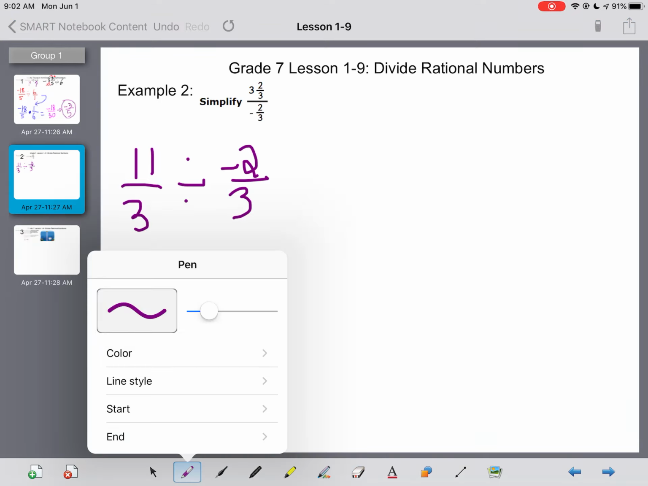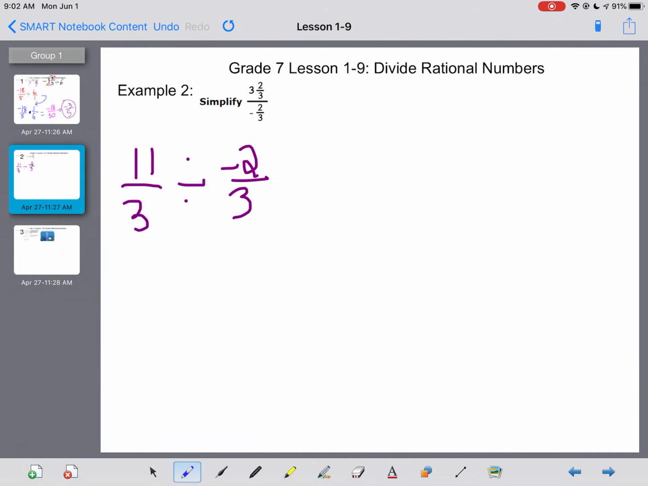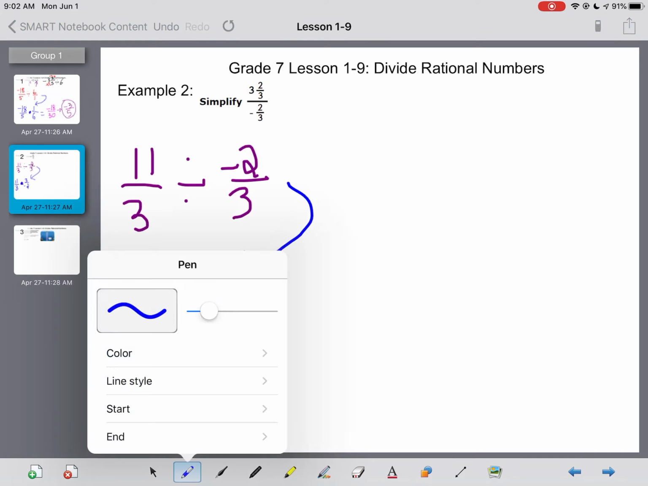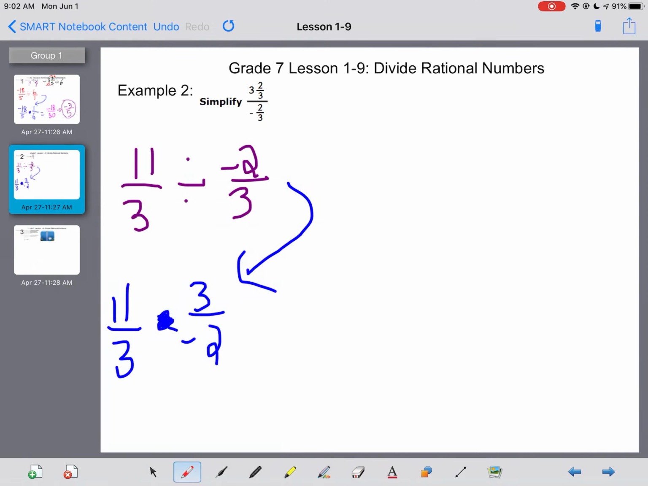So now we want to keep and then multiply by the reciprocal, or same, opposite, opposite. So keep my first fraction the exact same, and we want to turn everything else into multiplication because that'll be easier for us. So keep the 11 over 3, change the division to multiplication, and then multiply by the reciprocal, or the flip. So the reciprocal of negative 2/3 is 3 over negative 2. They actually mean the same thing, the purple and the blue, but the blue will make it easier for us to solve. So now, 11 times 3, we should know that's 33.